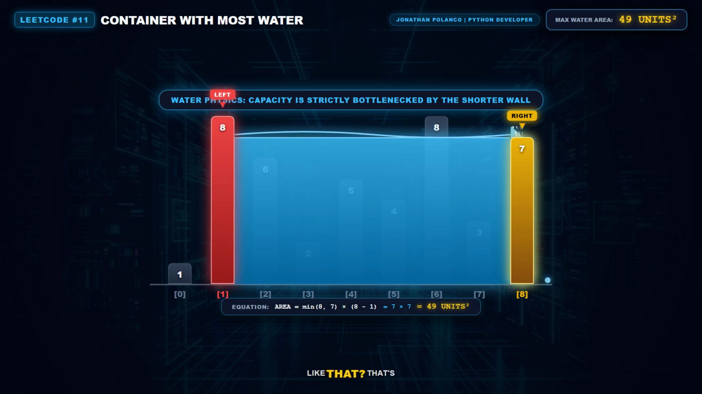And why does it work like that? That's because the liquid is going to always go over the shorter wall. Just think about how water works. If there's one really tall wall, but one really small one, water's not going to magically just start floating up because there's one tall one. The small one's going to obviously be where the water flows over and onto the ground.